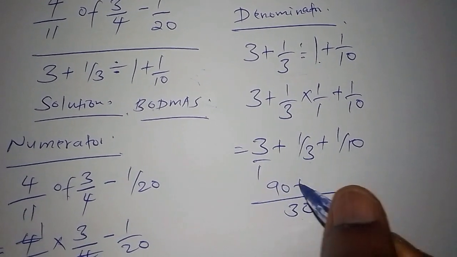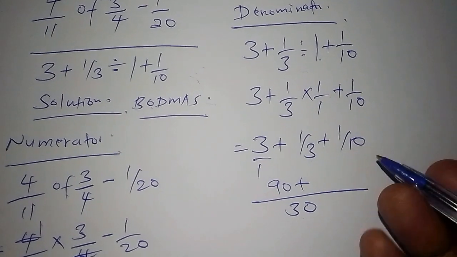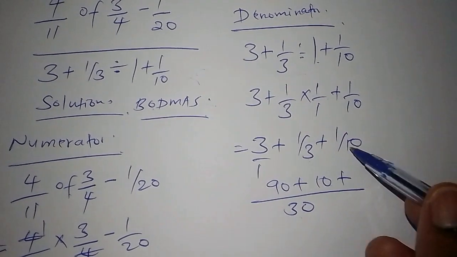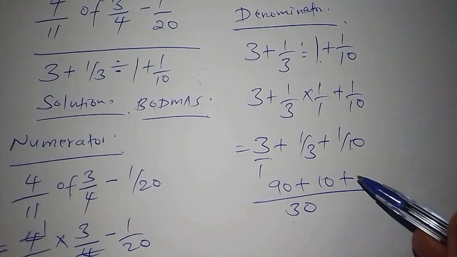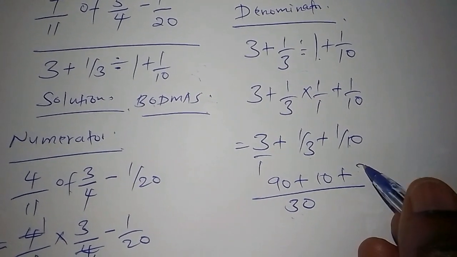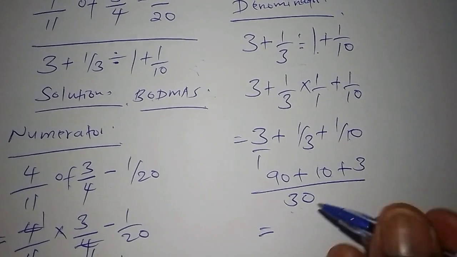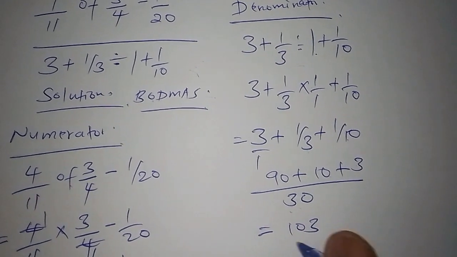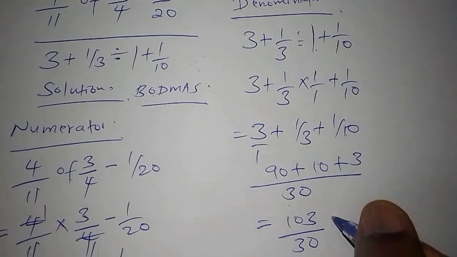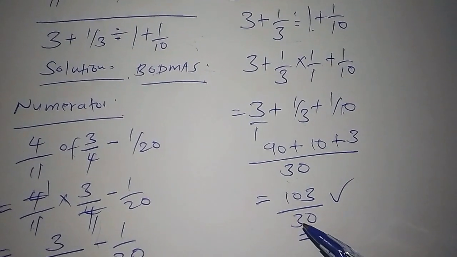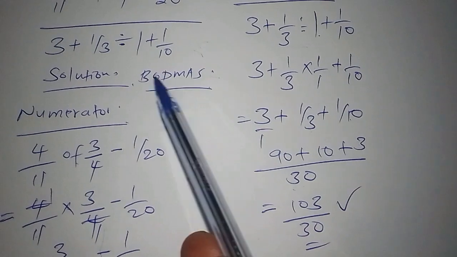Add. 30 goes into 3 10 times, and 10 times 1 is 10. Add. 10 goes into 30, that is 3 times, and 3 times 1 is 3. So when we add up everything, we shall get our answer as 103 out of 30. That now becomes the second answer, for the denominator.